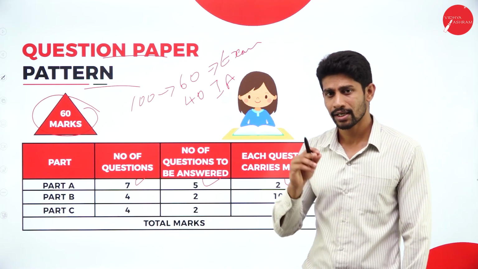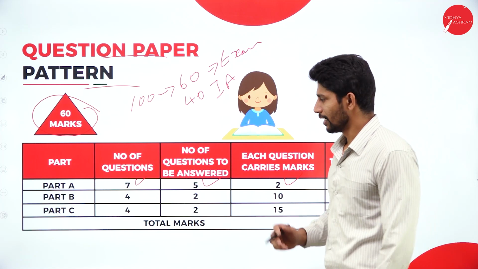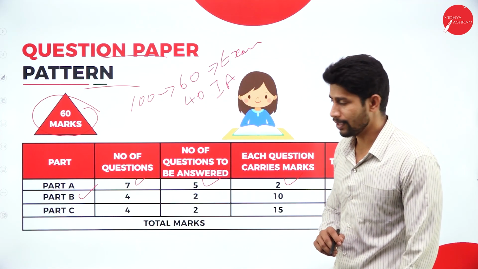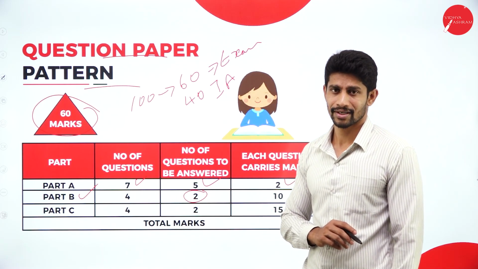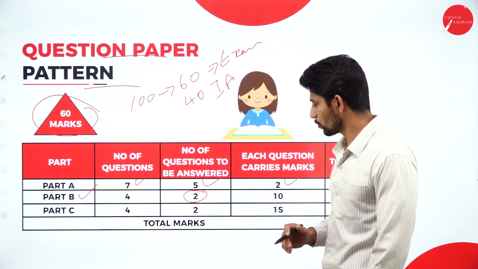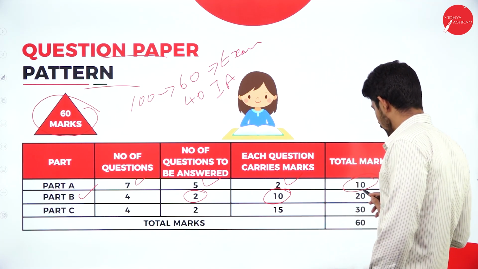Each question carries 2 marks, totally for 10 marks. Next, part B, he will be asking you 4 questions and you are supposed to attend only 2 questions. You are answering only 2 questions, which carry 10 marks each, totally for 20 marks.